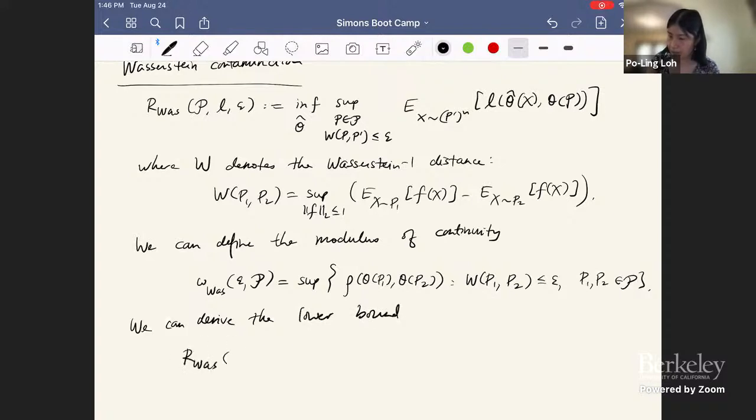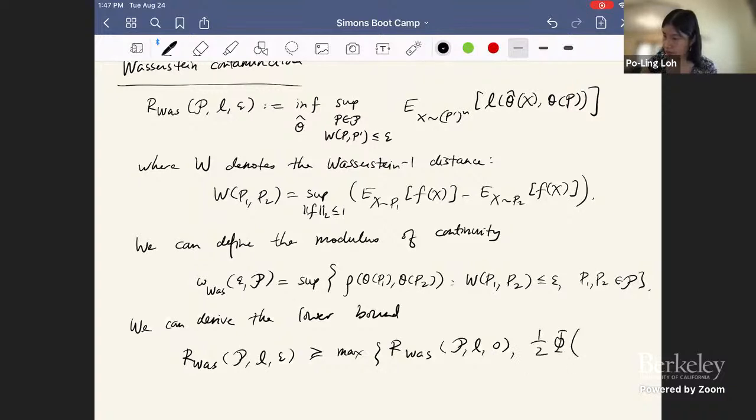R sub W, P, L, epsilon is greater than or equal to the max of R sub W, P, L, 0. So here's the same thing where there's no contamination. And then the second term is 1/2 phi of omega sub W of epsilon, P over 2. Okay, so at least in terms of the syntax, this looks exactly the same as before, right? We have 1/2 phi of the modulus of continuity over 2. So really, what's special? Why am I stating this specifically for a Wasserstein 1 distance?